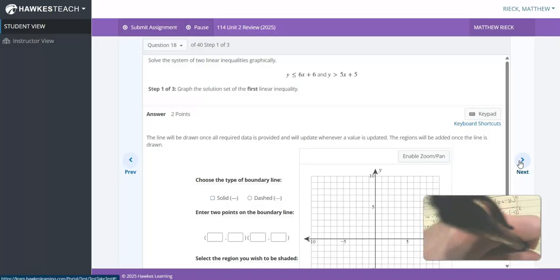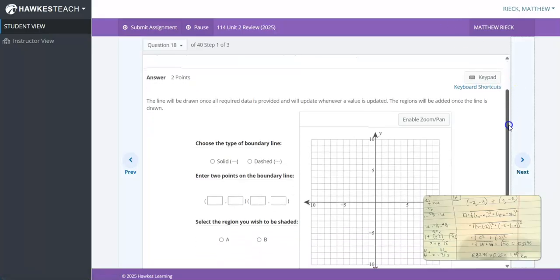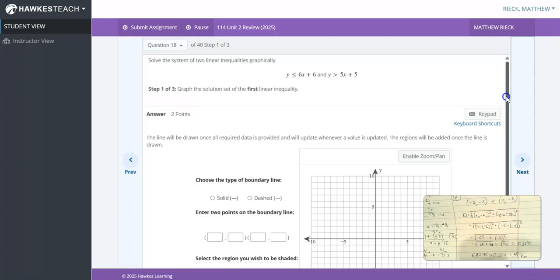All right, so the next one here, so again, we have an inequality. We have y is less than or equal to 6x plus 6, and y is greater than 5x plus 5. All right, so first, again, it wants us to graph the first inequality.